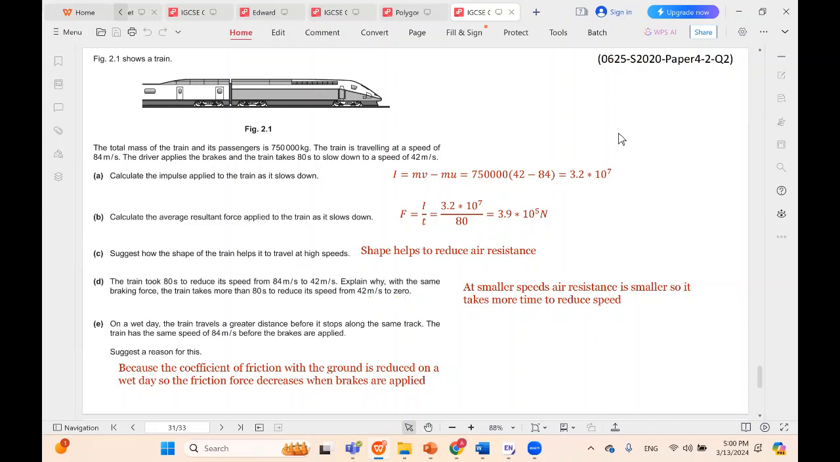On a wet day, the train travels a greater distance before it stops along the same track. The train has the same speed of 84 before the brakes are applied. Suggest a reason for this. This is because the friction with the ground is reduced by the rain or the wet day. So therefore, the friction force decreases when the brakes are applied.